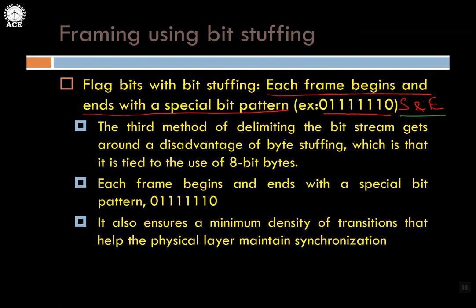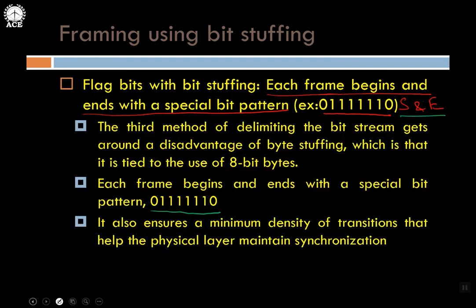The third method of delimiting the bit stream gets around a disadvantage of byte stuffing, which is that it is tied to the use of 8-bit bytes. So this special bit pattern is again 8 bits. Each frame begins and ends with a special bit pattern, as I told just now. It also ensures a minimum density of transitions that helps the physical layer maintain sync. Okay, so it is slightly better than the previous approach, that is what he is trying to say.